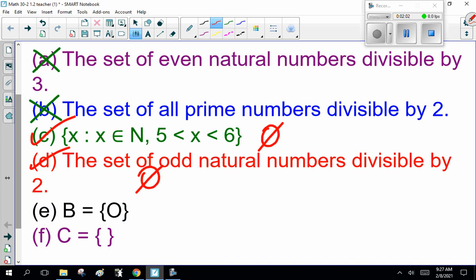E, B, which is 0. What the heck? Sneaky question, or another sneaky definition. 0 is a number, nothing. So there's something in that set, nothing. F, set C is empty. There's nothing in there, so that's another empty set. Definitions, definitions, definitions. Sneaky definitions. Some of them are only on the diploma. Talk about those in class.